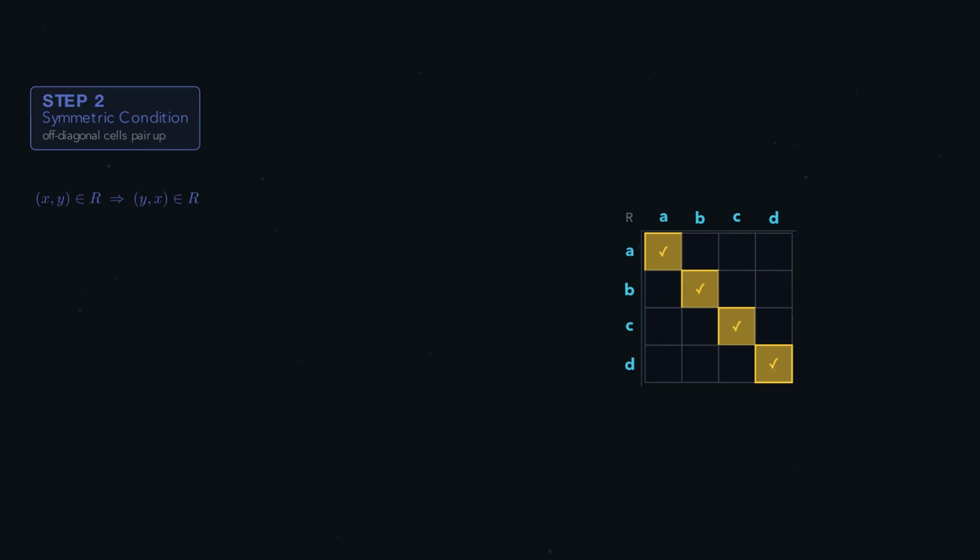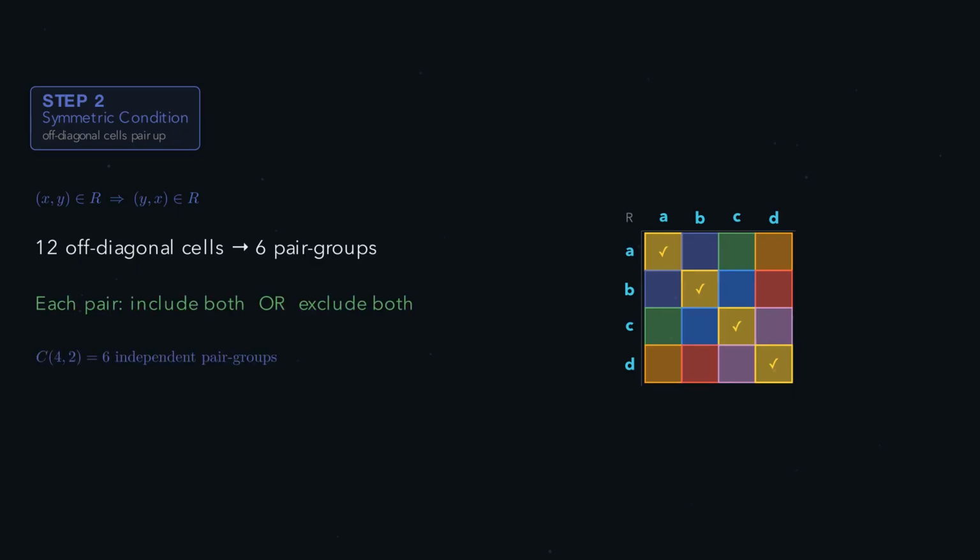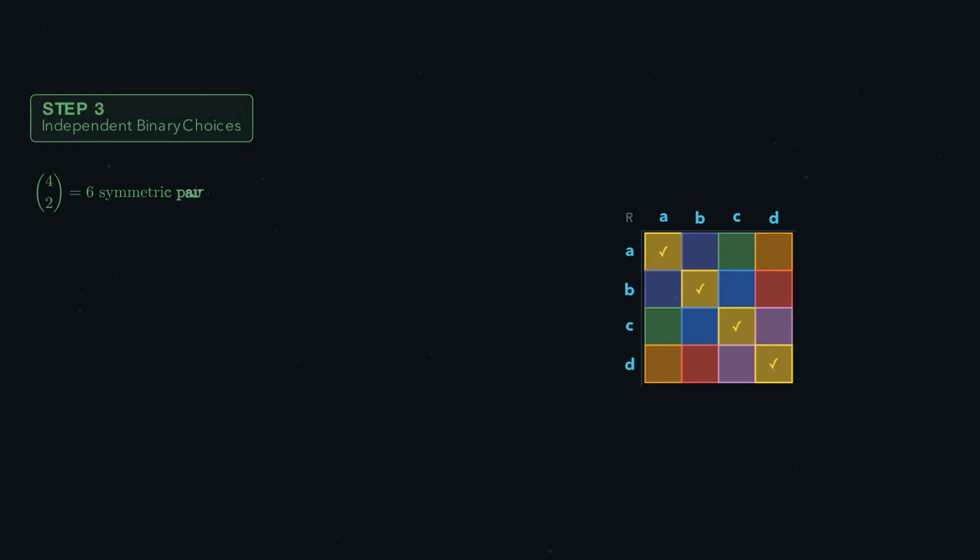Symmetric means if A, B is in the relation, then B, A must also be there. In our 4x4 grid, there are 12 off-diagonal cells. These naturally form 6 symmetric pairs. For each pair, we have exactly 2 options: include both entries in the relation or exclude both. We cannot include just one, since that would break symmetry.